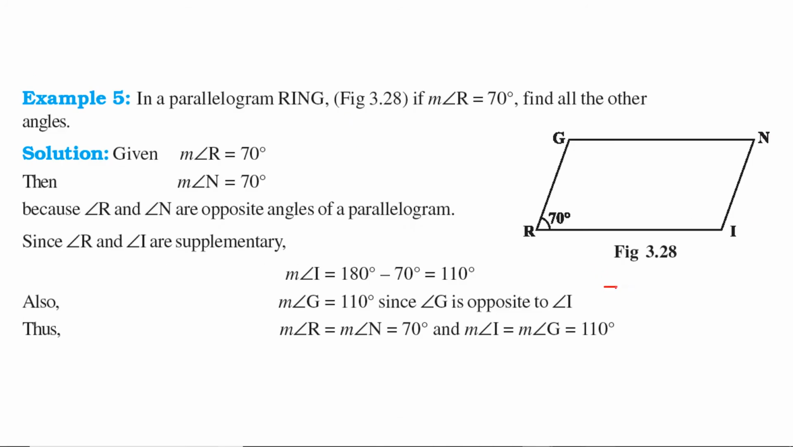So in this figure, RING, angle R is given as 70 degrees. We have to find all other angles. If this is 70 degrees, then this opposite angle has to be 70 degrees, and this one and this one have to add to 180 degrees, because these are supplementary angles. So 180 minus 70 is 110. This is 110, so this is also 110. Opposite angles are equal. So these are the 4 angles.